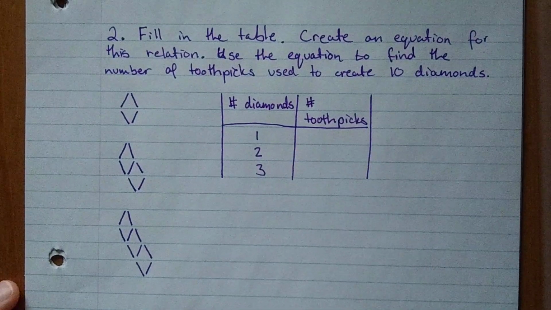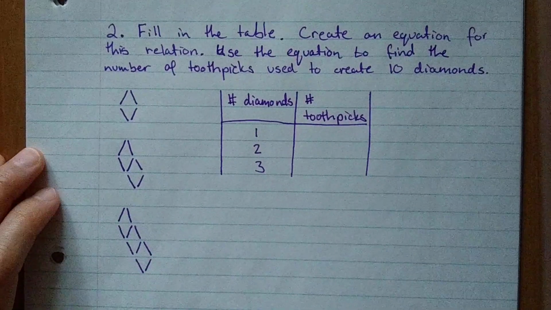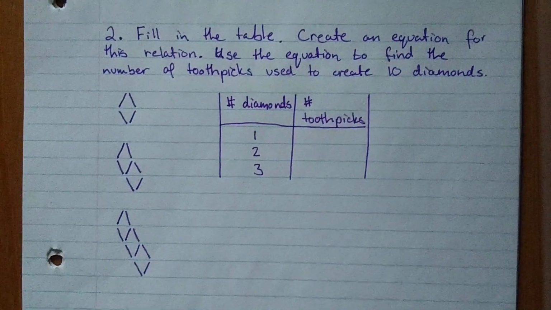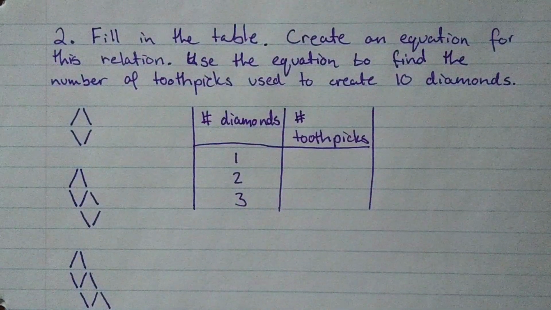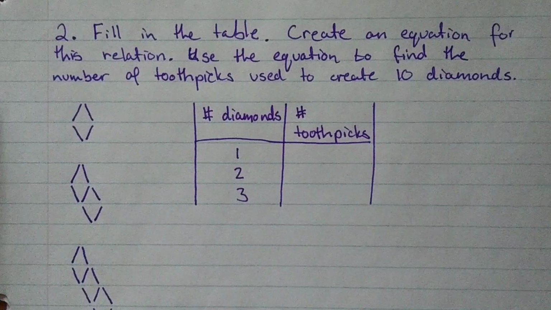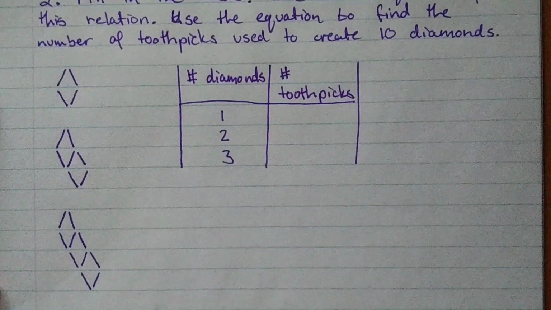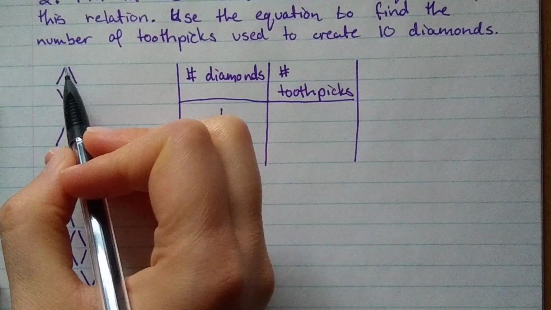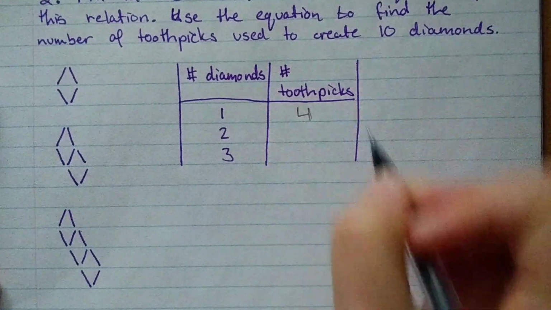Let's have a look at these diagrams here. These are supposed to be toothpicks laid out to create diamonds. The first thing we have to do is fill in this table. Then we're going to create an equation and use that equation to work out how many toothpicks we would need to have 10 diamonds. So here, to have one diamond, we have 1, 2, 3, 4 toothpicks. So we can put 4 here.